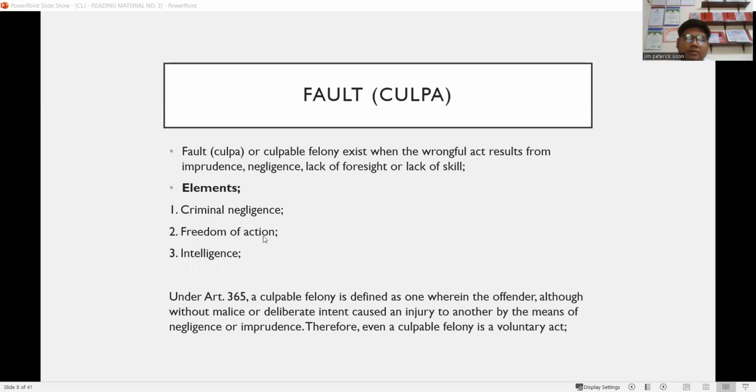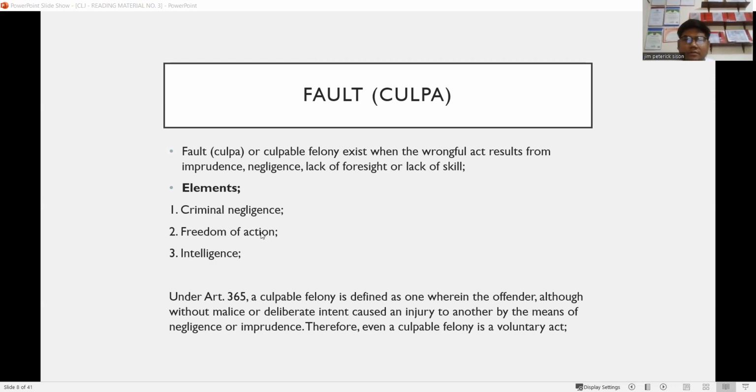Fault or culpa. So what do you mean by fault or culpa? So this pertains to what? Culpable felonies, like reckless imprudence cases. Okay, so it exists even when the wrongful act results from imprudence, negligence, lack of foresight, or lack of skill. So what are the elements? Number one, criminal negligence. Number two, freedom of action. And third, intelligence.